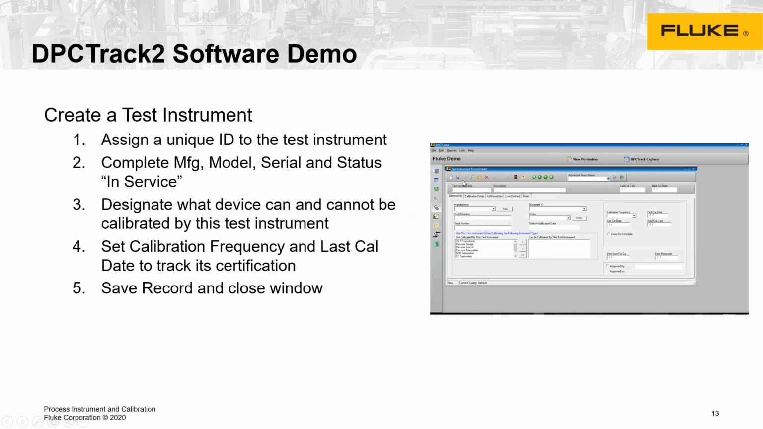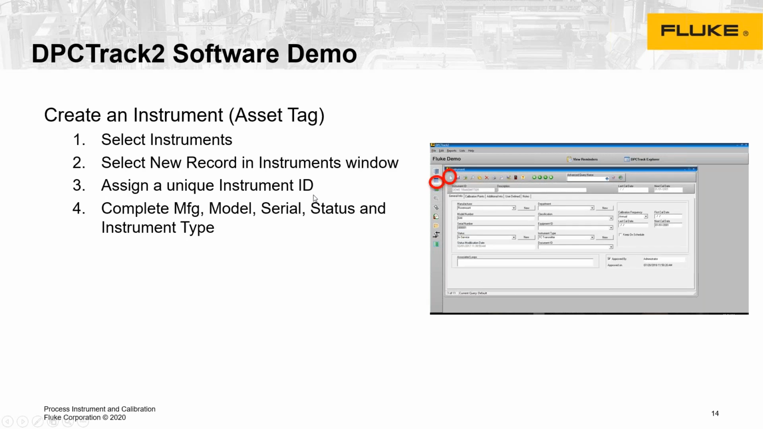After we have entered all the information, we save the record and close out that window. The second window we open is the instrument tag, or the instrument window, where we would enter the asset. From here, we once again select new. We would create the asset by entering the manufacturer, the model number, the serial number, where it's in service.